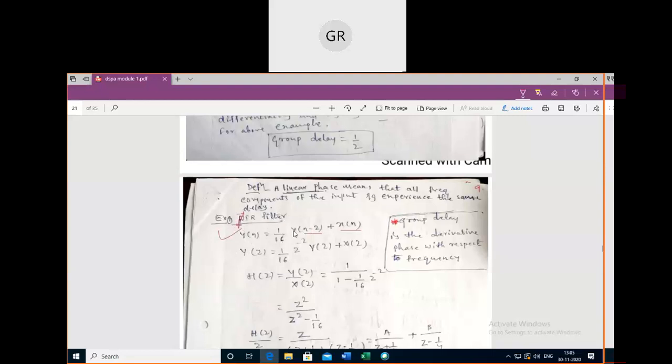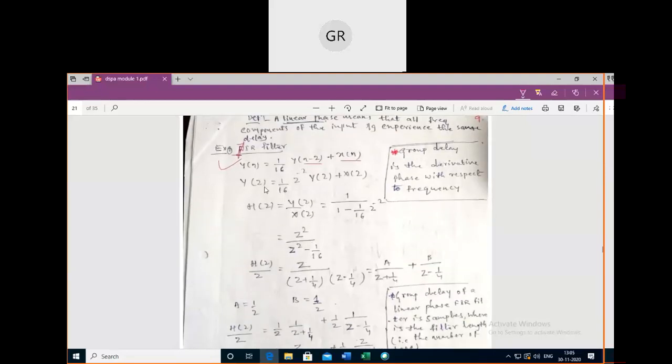It's an IIR filter. Then y of z is equal to 1 divided by 16, z raised to minus 2, y of z plus x of z. So here this is h of z, that is equal to z square divided by z square minus 1 divided by 16. Here I'll take h of z divided by z, then z divided by z plus 1 divided by 4 multiplied with z minus 1 divided by 4.